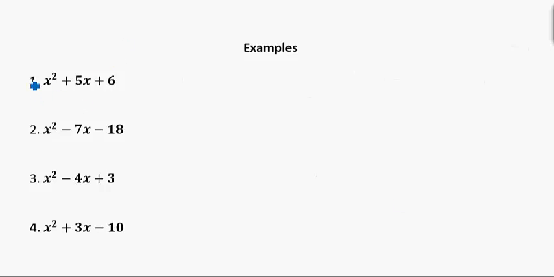Okay, so let's look at a couple of examples. I'm going to look at problem number 1 here. We have x squared plus 5x plus 6. The key here being that our leading coefficient is 1. If your leading coefficient is 1, then this problem is pretty straightforward.